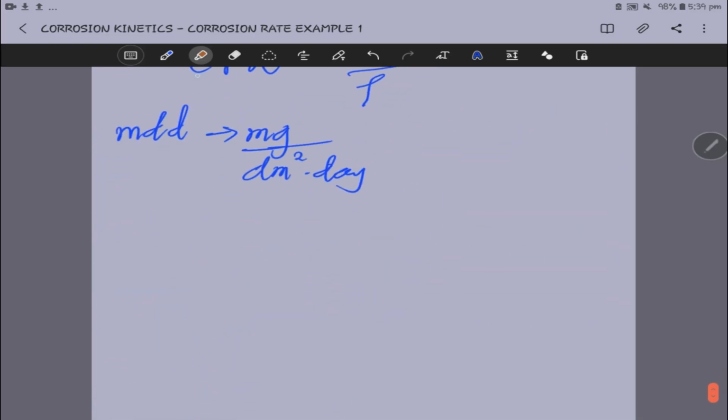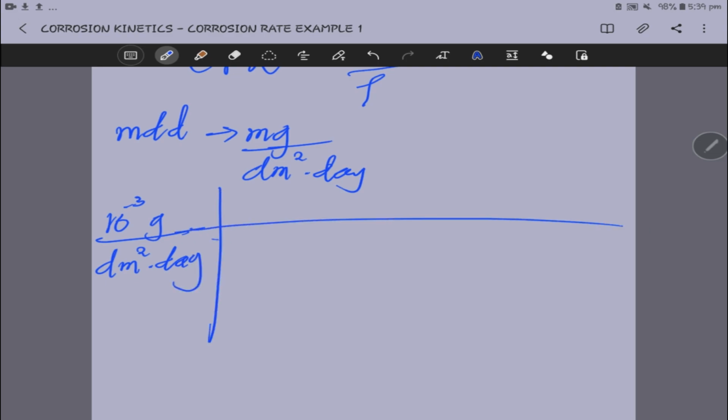So first of all, what we have is the MDD, which is milligram, but the density that we have is in grams. So that will mean that I have to change this one to grams. Milli is 10 to the power minus 3, and the gram will come, per decimeter squared per day. So this is what we have, and then we are trying to convert all this to IPY. So this is the first step.